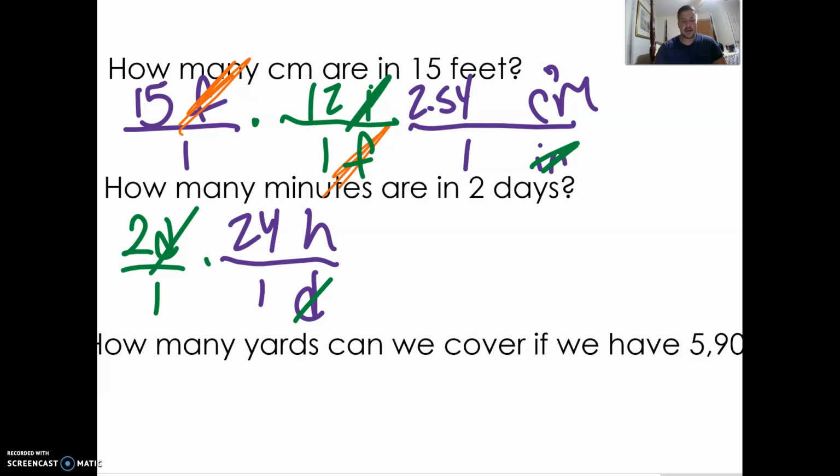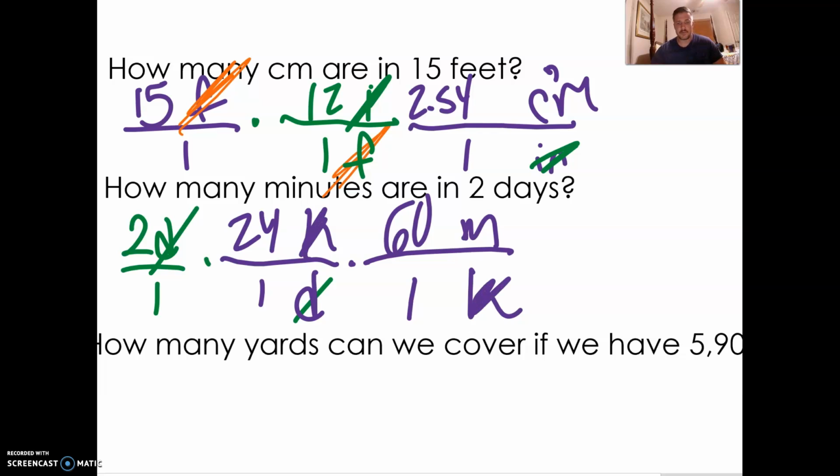Now, how do I cross out hours? Well, hours is in the top, so I'm going to put it in the bottom. Okay. Well, how many minutes are in an hour? I know that there are 60 minutes in 1 hour, so hours cross out. So all I have to do for both these problems is just multiply across: top, 15 times 12 times 2.54. On the bottom I have to do 2 times 24 times 60.